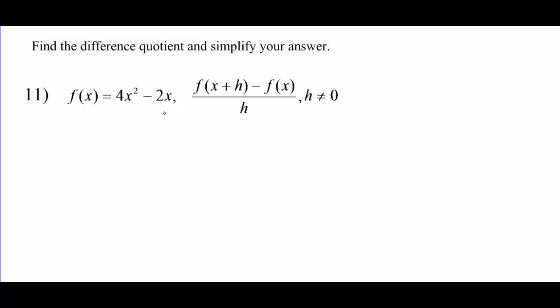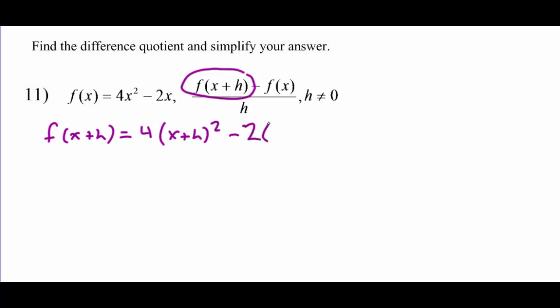And so when we do something like a difference quotient, what I would suggest, this term right here, f of x plus h, is really honestly the key to this whole thing. So I'm going to find f of x plus h on its own before I even try doing the rest of the problem. So I'm going to do 4 times the quantity of x plus h squared minus 2 times x plus h. So all I've done is take f of x, and where I had an x, it became an x plus h.